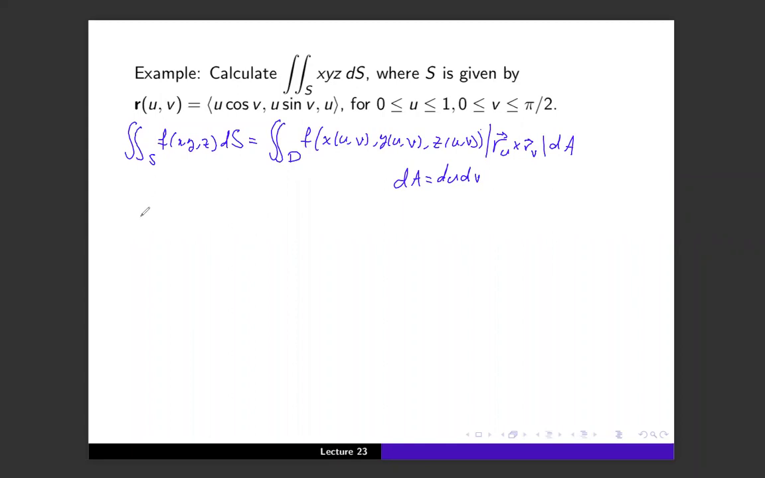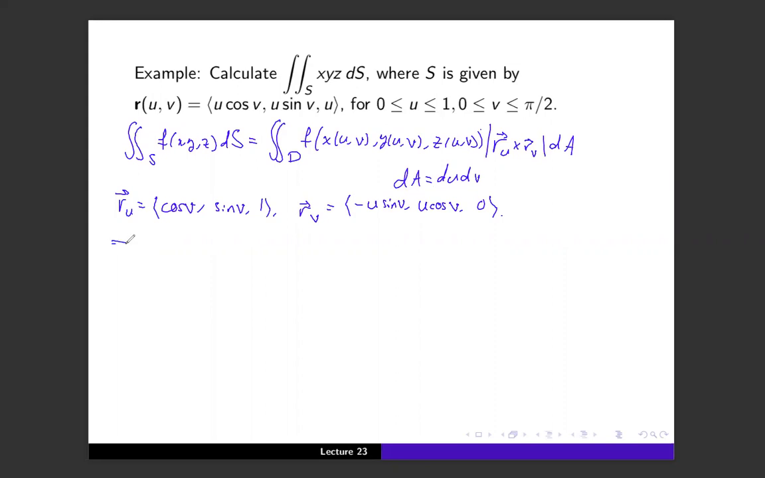So we're going to need to know what the derivatives r_u and r_v are. So r_u is going to be cosine v, sine v, 1. And r_v is going to be negative u sine v, u cosine v, 0.